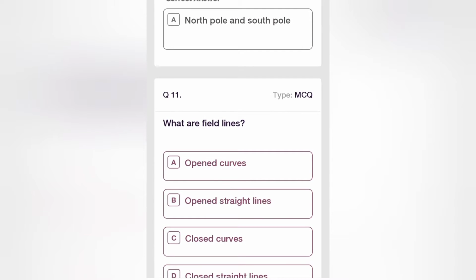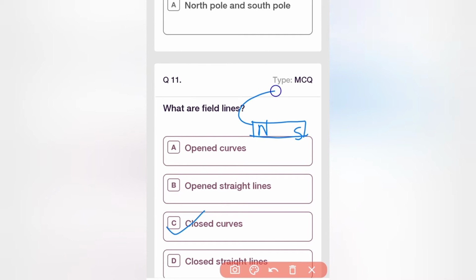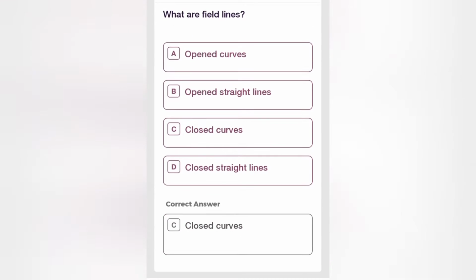What are field lines? How are they? They are open curves, open straight lines, closed curves, closed straight lines. It is closed curves. Just now we saw how the magnetic field will be. The magnetic field will originate from the north, going north to south outside the bar magnet and south to north inside the bar magnet. So it will be closed curves. So a number of closed curves will be the magnetic field lines. Option C is the correct answer.